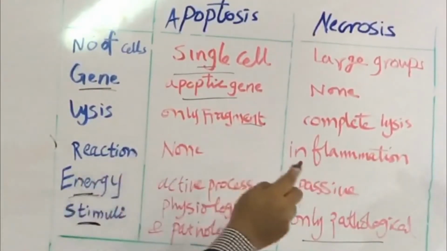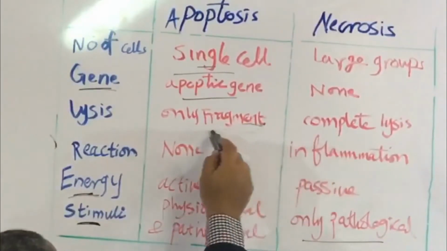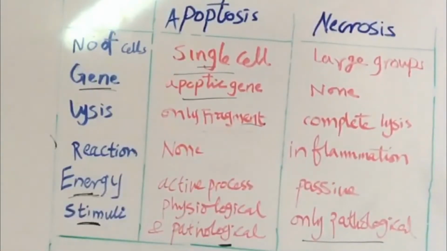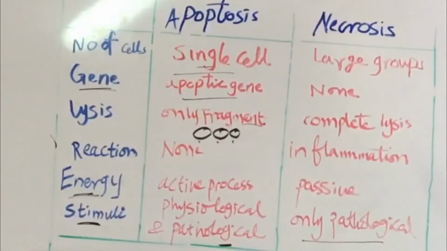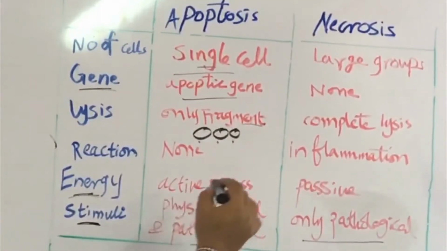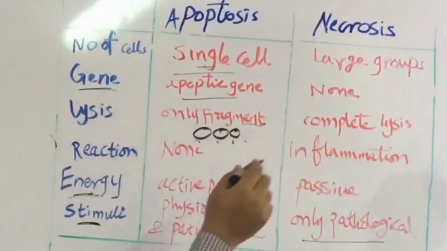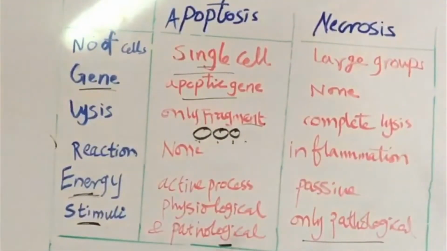And there is complete lysis of the necrotic cell, unlike apoptosis, where there is fragmentation of the cell. If this is a cell, it will be fragmented like this, forming what is called an apoptotic body. While here in necrosis, there is lysis and disintegration, and you will find nothing here. The remnant of the cell will be completely lysed. Also, there is no reaction around the apoptotic area, unlike necrosis. This is also a very important point. In necrosis, you will find a lot of inflammatory cells around the area of necrosis.